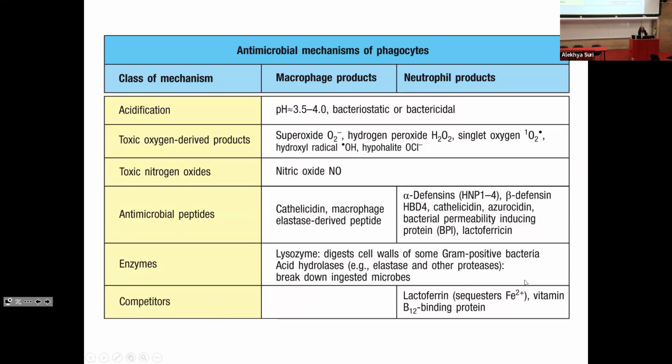There are other enzymes like lysozyme, and there are competitors like lactoferrin and vitamin binding proteins. These are molecules that will sequester iron. For most bacteria, iron is the food they require to replicate. So by having lactoferrin, you take away its food. And this is all occurring inside the phagolysosomal compartment. Okay.